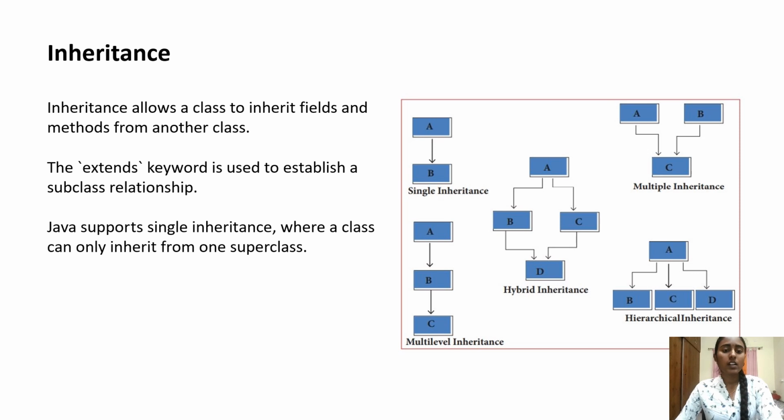Inheritance. Inheritance allows a class to inherit fields and methods from another class. The extends keyword is used to establish a subclass relationship. Java supports single inheritance, where a class can only inherit from one superclass. In inheritance, there are multiple types such as single inheritance, hybrid inheritance, multilevel inheritance, multiple inheritance, and also hierarchical inheritance. You can observe the diagrams given in the picture.